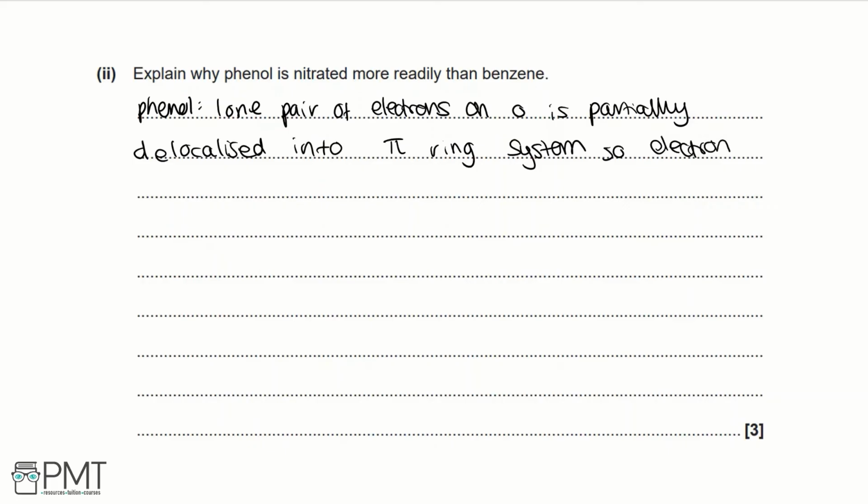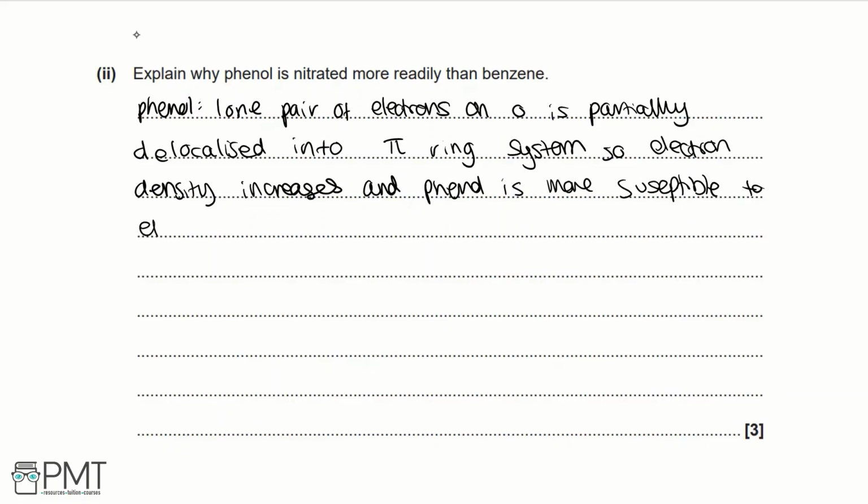That's going to increase the electron density. And if the electron density is increased, this means that phenol will be more susceptible to electrophilic attack from electrophiles like your nitration of benzene or phenol in the part 1, or in part 2, which we'll come to in a minute, or part B.